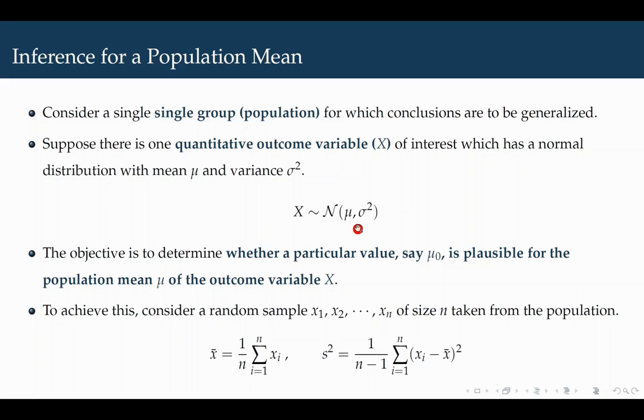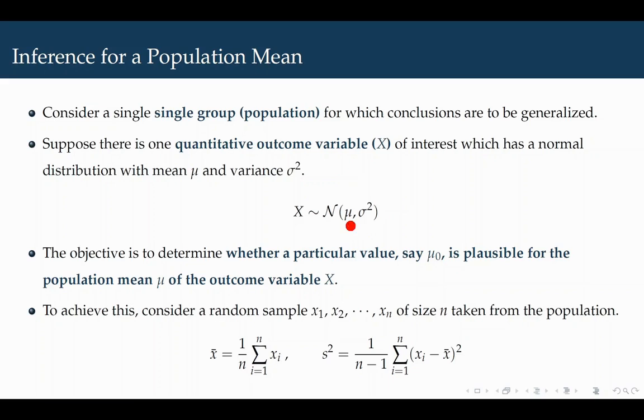So here the objective is to make inference for the population mean mu, because these parameters mu and sigma squared are unknown. So specifically, we are interested in testing a particular value for the population mean, assuming that sigma squared is either known or estimated from certain sample data. So here the question of interest is to determine whether a particular value, let's say mu naught, is plausible for this population mean or not.